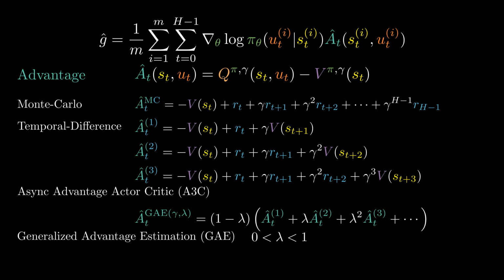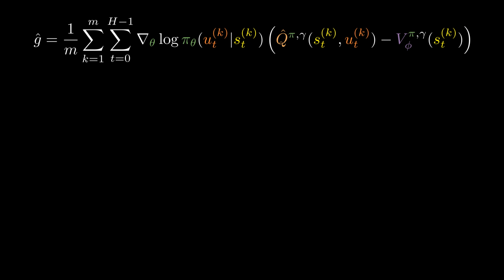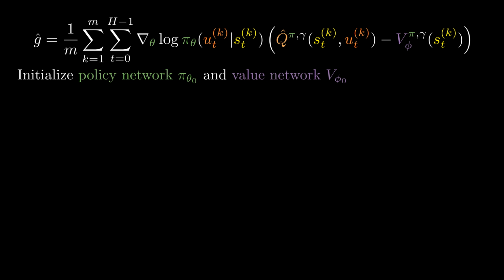Let's recap what we covered so far. Here is our gradient estimate for updating the policy. We start by initializing our policy network from a pre-trained language model, often one that's already been instruction or preference tuned.